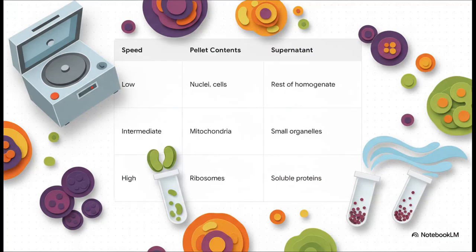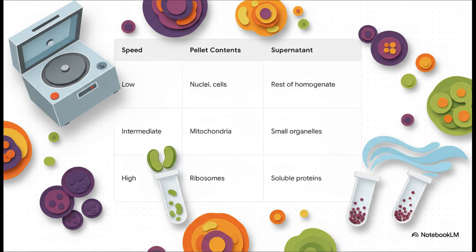Once we have the cellular soup, which is called the homogenate, we have to sort the parts out. We do this using a centrifuge to spin the liquid at incredibly high speeds. Notice how increasing the spinning speed pulls different organelles down to the bottom of the tube to form a solid pellet, strictly based on their mass. At a low speed, the heaviest components drop out right away, the heavy nuclei and any unbroken cells.